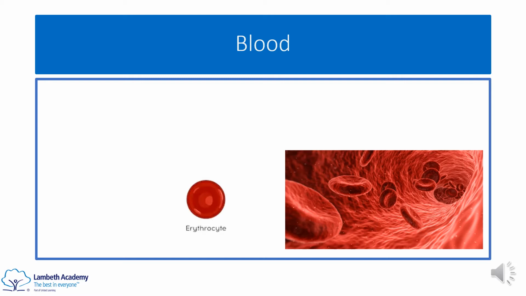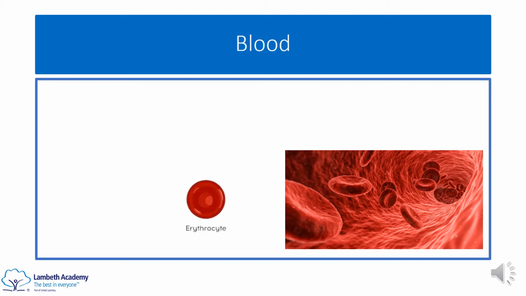Now, a term that some of you may have heard before is hemoglobin. Our red blood cells are red, and the reason that they're red is because of hemoglobin. So it's a protein, and it gives blood that red colour.